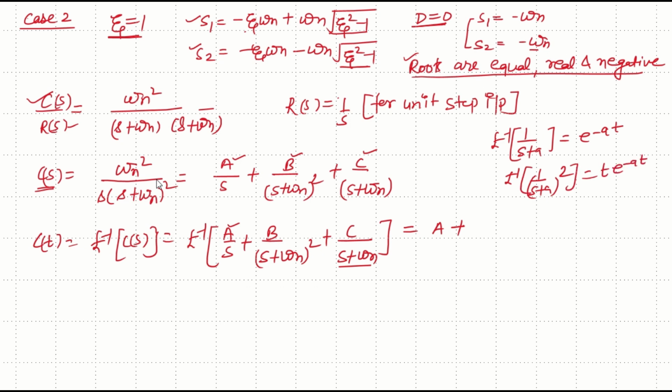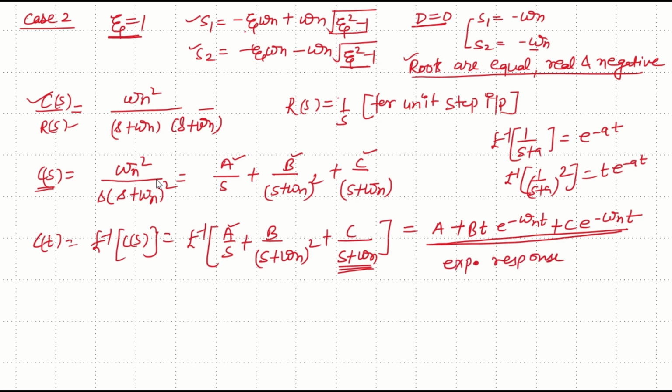We use the differentiation property in that case. So let me write it here: the inverse Laplace of this square term is b t e raised to the power minus omega n into t, and the inverse Laplace of this is simply e raised to the power minus omega n into t. Again, as we can see, the response of this system is exponential. But if we compare with the previous example, the response is fast, or you can say the settling time is slow. Now what is settling time? Let us discuss in the next slide.